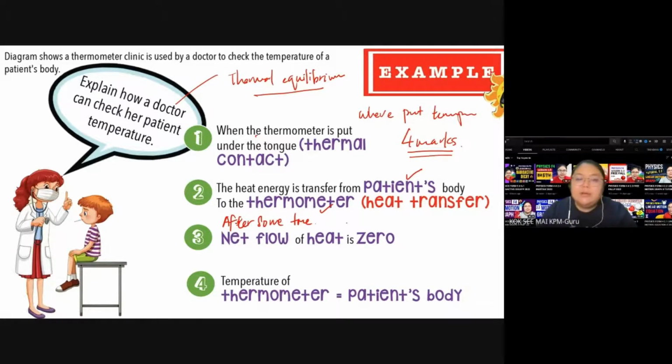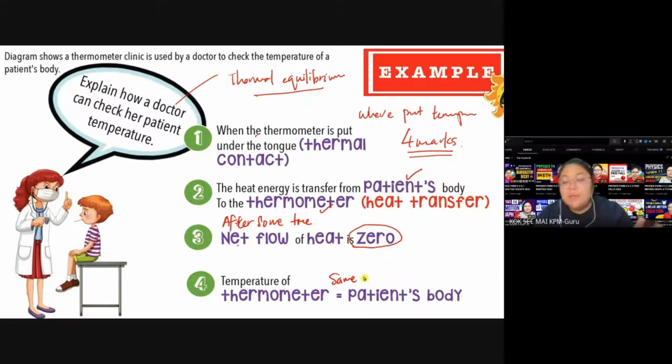Okay, now we can find it. The net flow of the heat is 0. This one must be mentioned: net heat flow, or you say net flow of heat is 0. Then the last one: the thermometer reading, that means the temperature of the thermometer, is the same as the patient's body temperature. And then we can finish the 4 marks question.